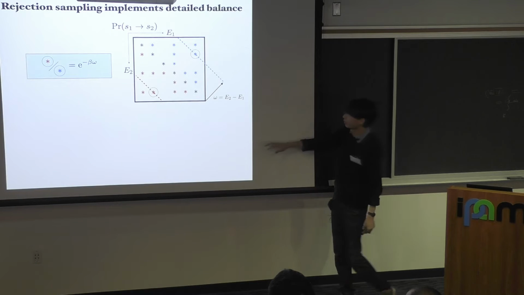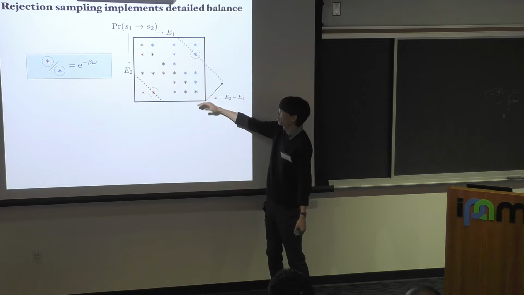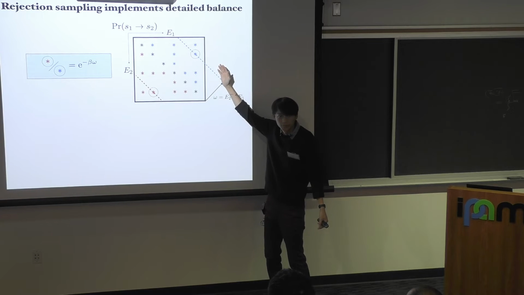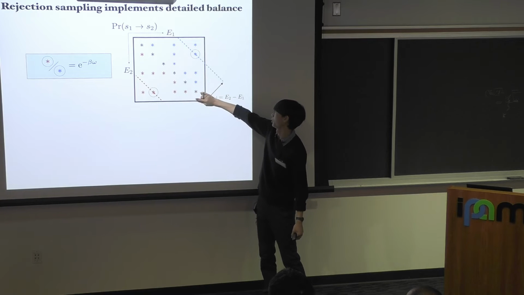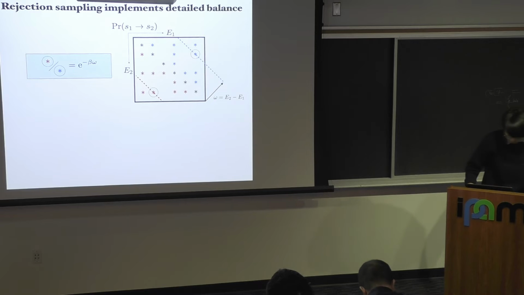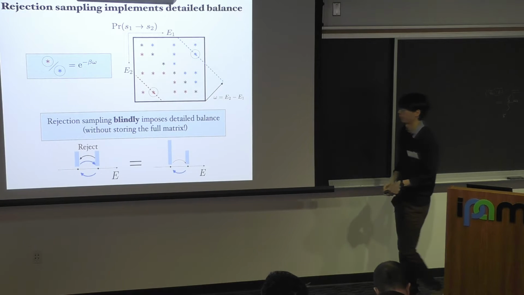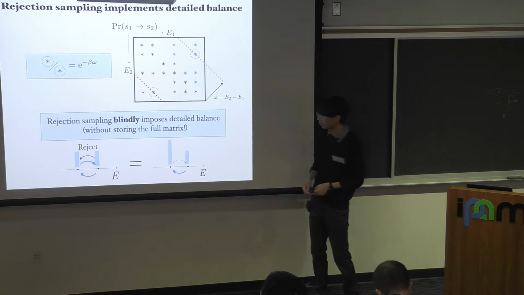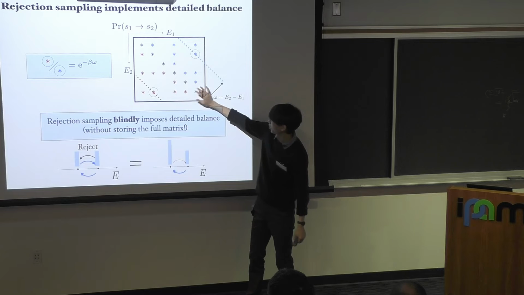In principle, if you have a very complicated Hamiltonian you want to understand, a priori you don't know how to write down this matrix. This matrix has lots of elements. If you just write it down, it will take exponential space. So how do you actually do that? The idea here is called rejection sampling, which is what enables Metropolis sampling, is that you can actually implement this Markov chain on the go.